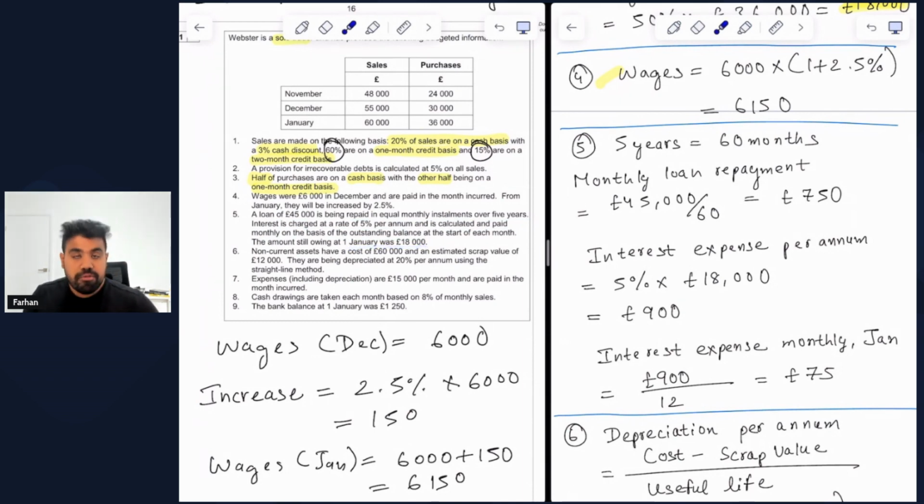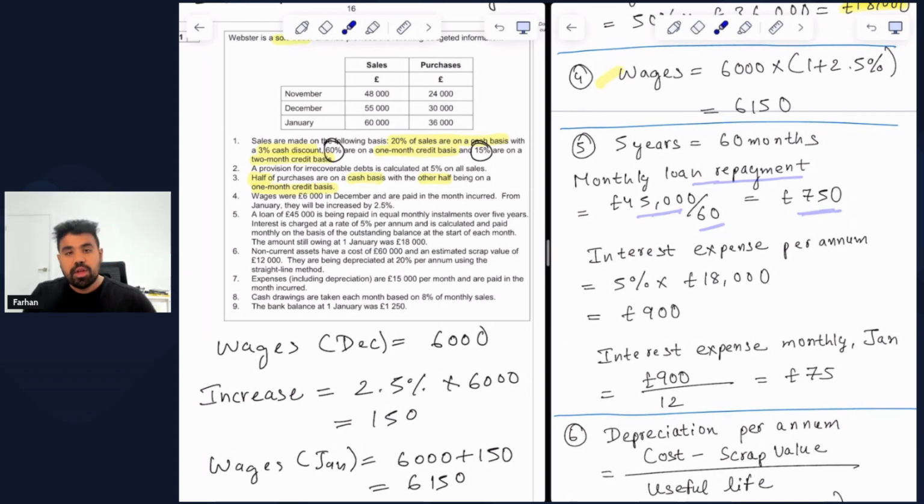Okay, so a lot of complications are happening in this point. So take a look at the right-hand side of the screen with the workings. So we understand that 5 years is equal to 60 months, which is basically 1 year being 12 months, and 5 times 12 gives you 60 months. Monthly loan repayment would be £45,000, which was the original principal, divided by 60 months and gives us £750 as the monthly repayment of the loan.